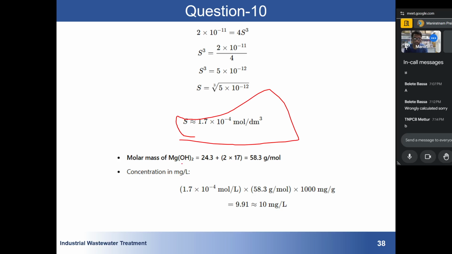Molecular mass of magnesium hydroxide is 24.3 plus, you can just use 24 also. Generally 24 is used. 24 plus 2 into 17, that is 58 gram per.